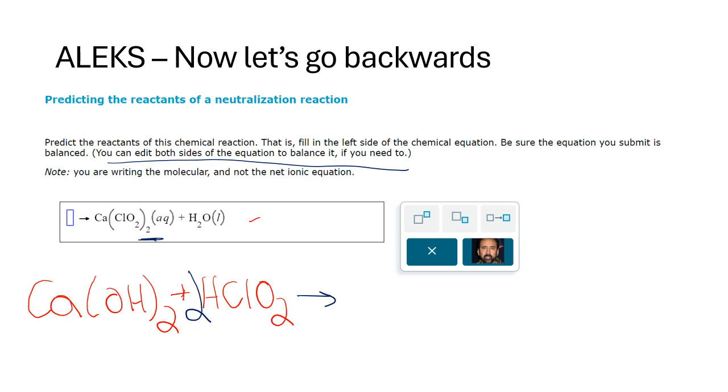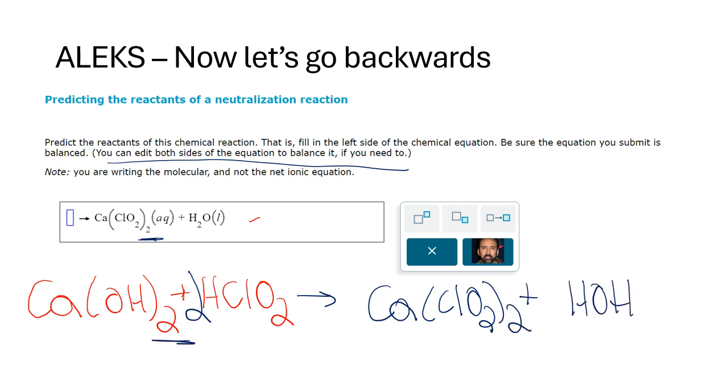CaClO2 2 plus HOH. Because there's a 2 there, we would then put a 2 there. And you would have to keep it as H2O. But you're working backwards. And keep in mind, whatever these reactants are going to be the same from that sheet I give you with the acids and bases on it.